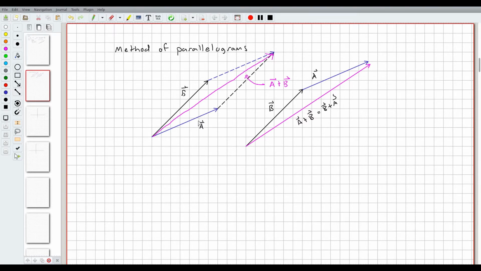Now the reason why I want to do this is because the method of parallelograms is an easy way to visualize what it means when you add these things together, but it's not very useful from a physics standpoint. That's because it's hard to associate these things with real physical quantities without having a point of reference. And by point of reference, I mean a coordinate system.